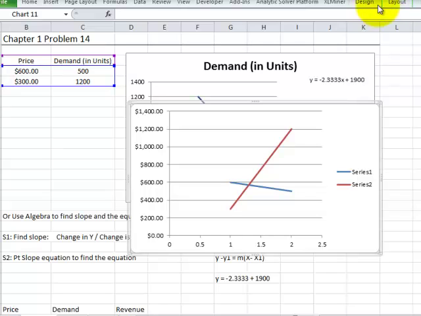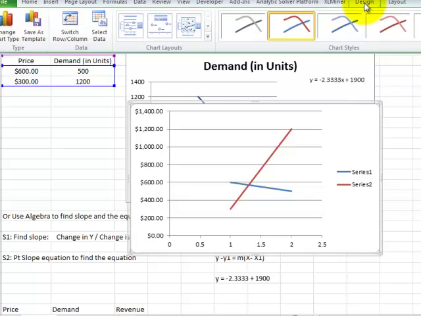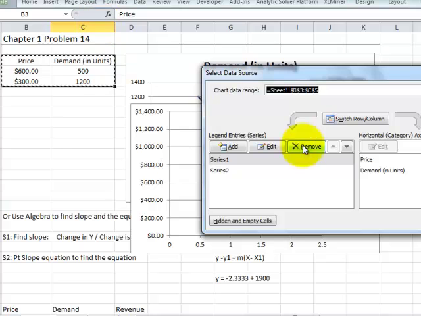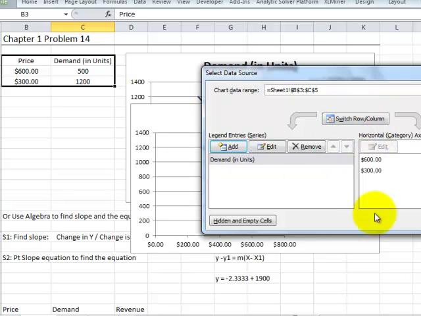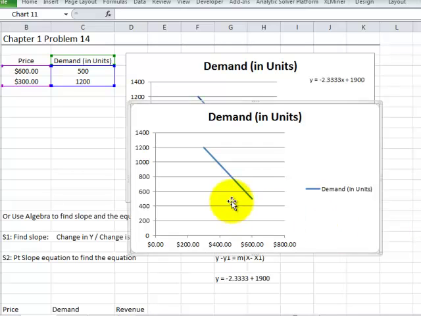Notice when the chart tools come up, it gives us design, layout, and format. Let's go to redesign this guy, and let's go select data. Now, notice over here, the reason we've got two lines is we've got price and demand on our horizontal axis, which we really don't want. We want to have price predict demand. So let's move demand over to our y-axis. All I did is highlight it and said switch rows and columns and hit OK. Then it gives us this, which makes a little more sense.